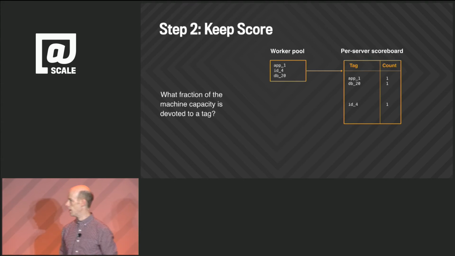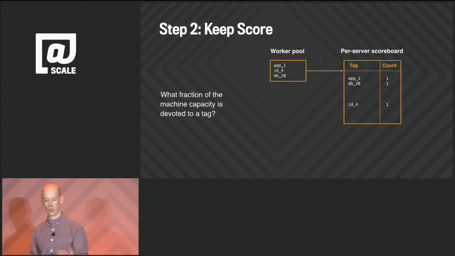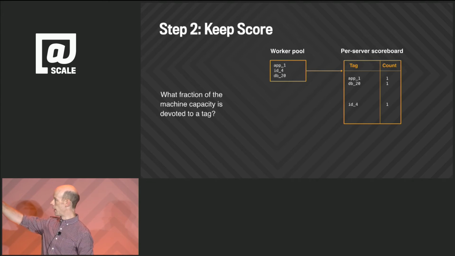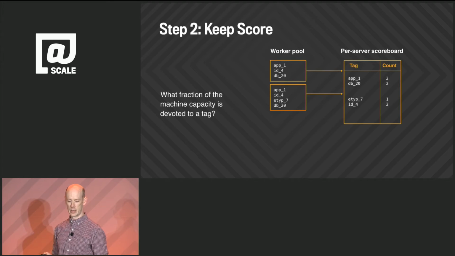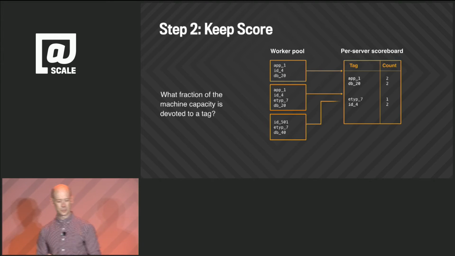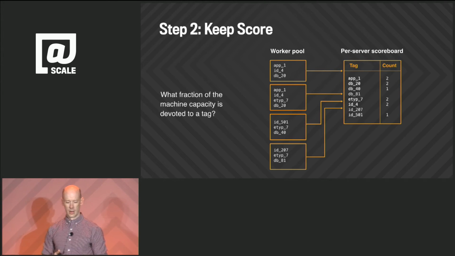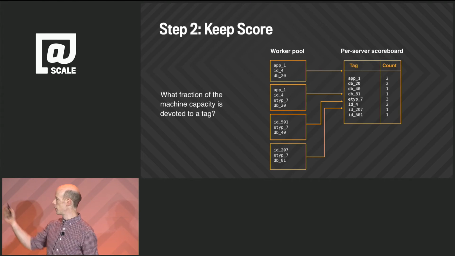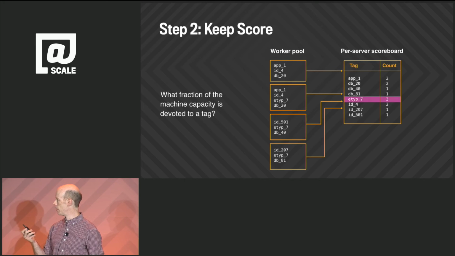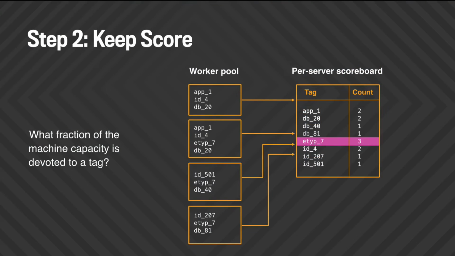So for example, if a request comes in that has these three tags, while the request is being run in the worker pool, we have a single per server scoreboard that keeps track of the sum of the tags. So this is a multi-set. And then once we've summed up all of the things, we'll notice, like in this particular example, we have 3/4 of the machine capacity is being devoted to a single edge type. So that sounds a little bit suspicious. Like we would kind of expect there to be a better distribution.